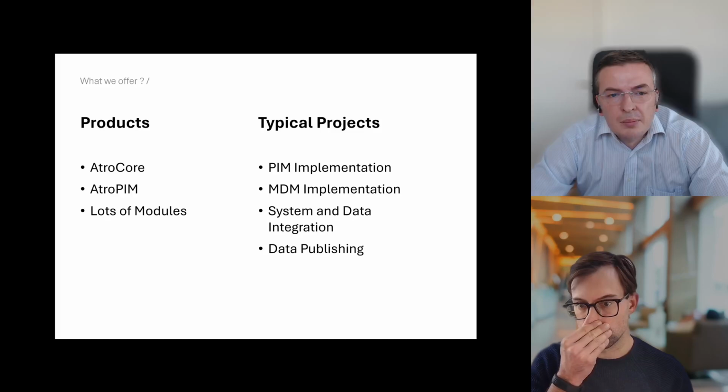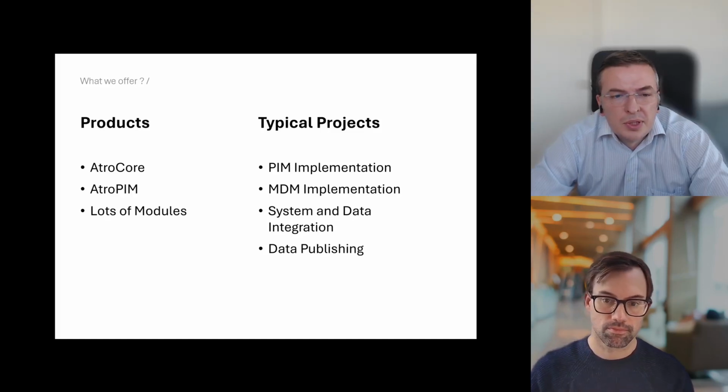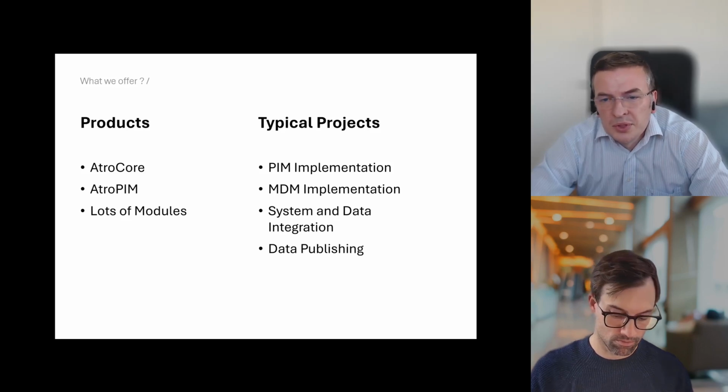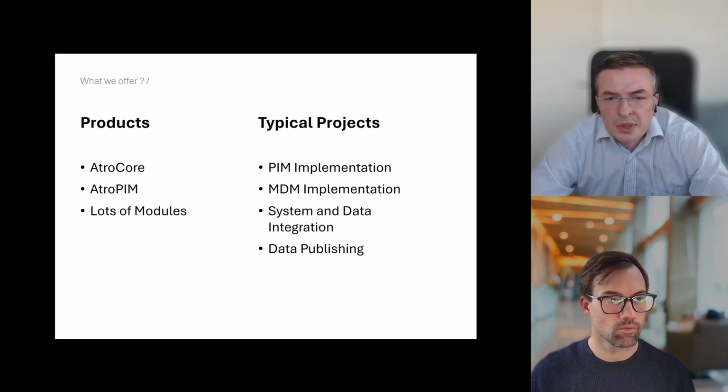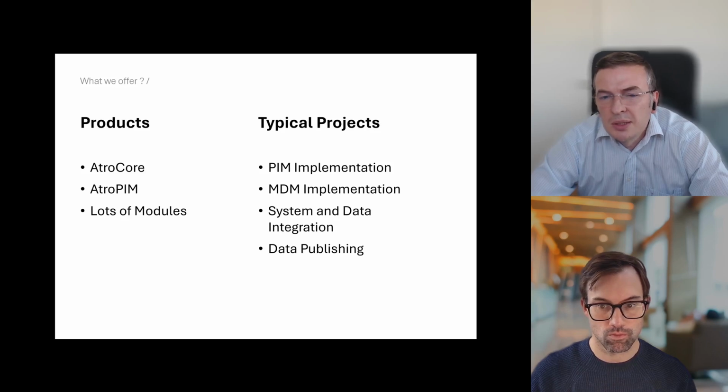So what we do, like I mentioned, main software products are AtroCore and AtroPIM, and we also offer a lot of modules. Some of the modules are free to be installed and used, and other modules are premium modules and they can be purchased. Purchased means you can purchase it and use it forever, or you can pay only a rental fee. Our typical projects are projects about PIM implementation, MDM implementation, system and data integration, and data publishing.